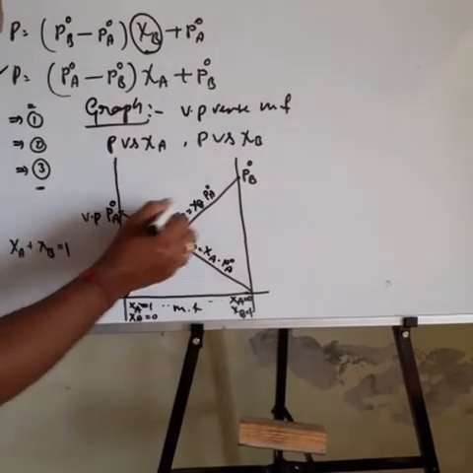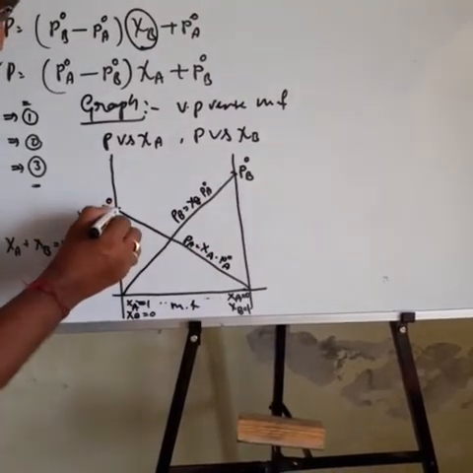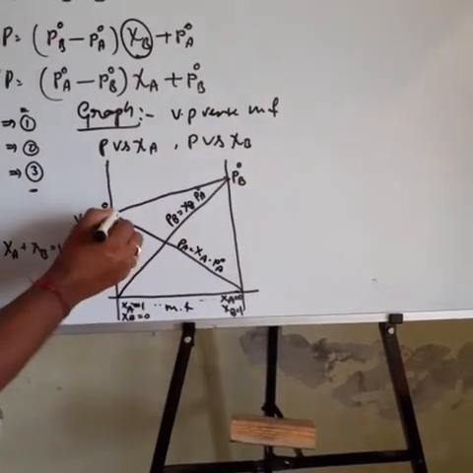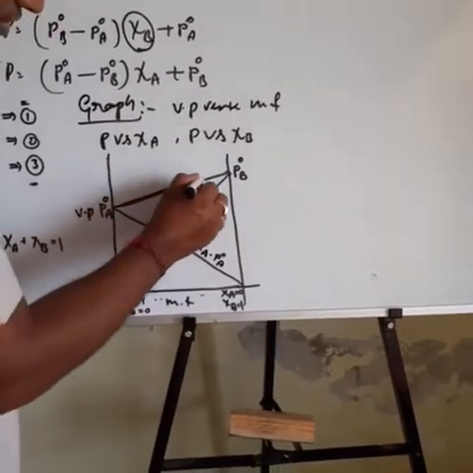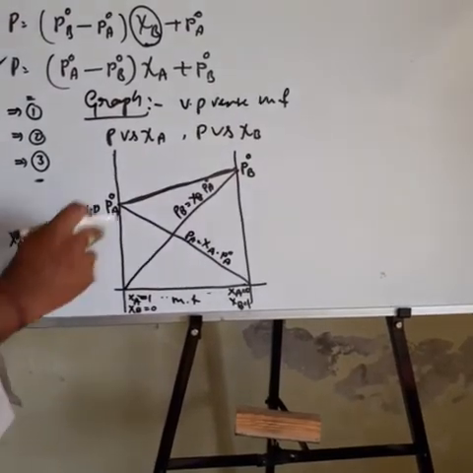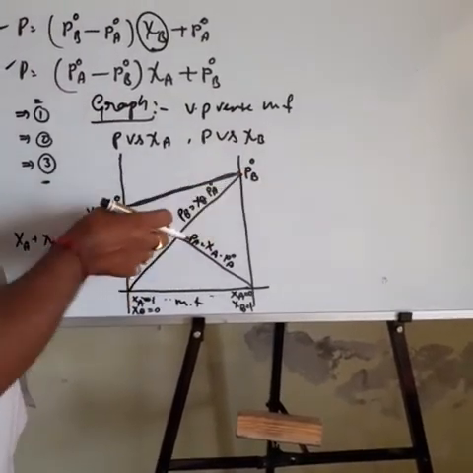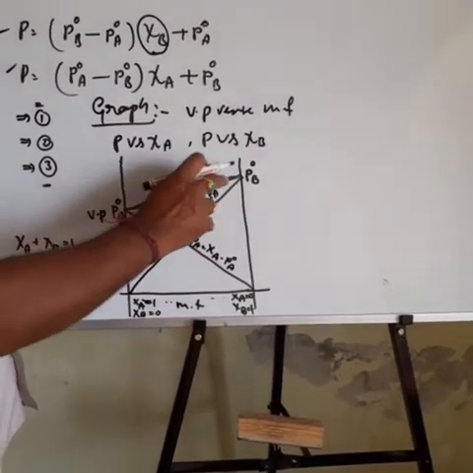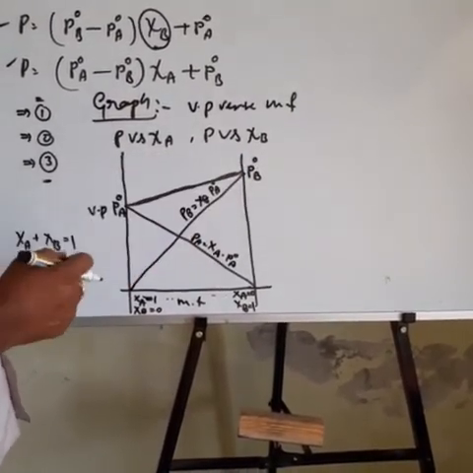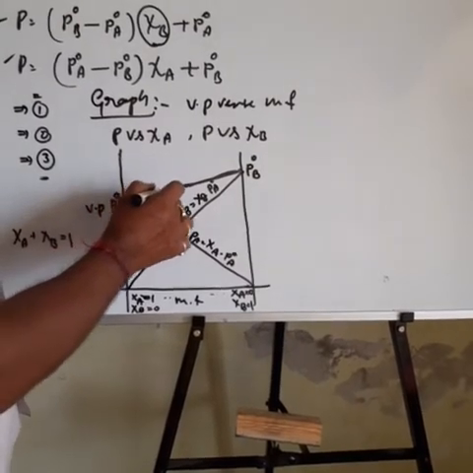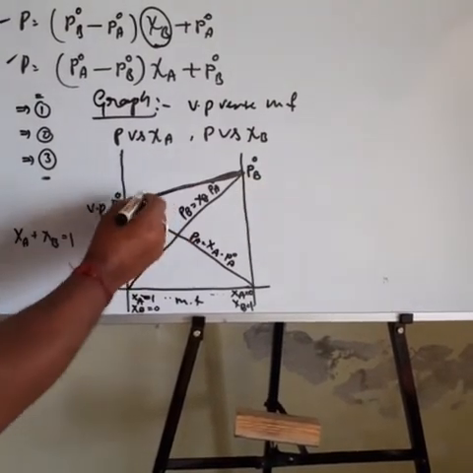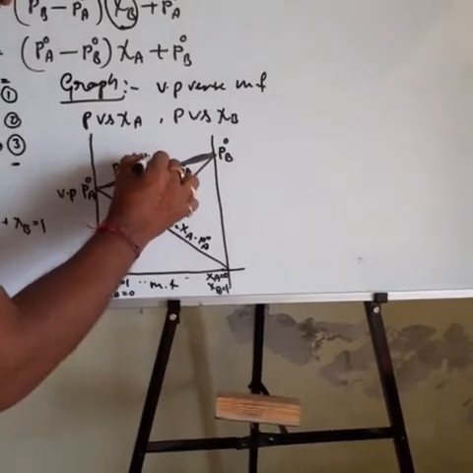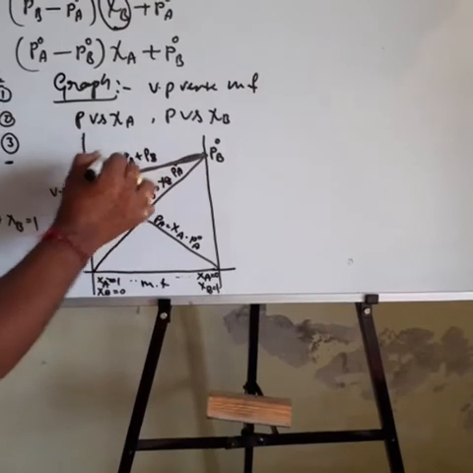Then next, this is the line. This is the total pressure of the solution. So here the total pressure of the solution is a linear function of the mole fraction of the component. So this solid line indicates the total pressure of the solution, meaning PA plus PB. P is equal to PA plus PB.